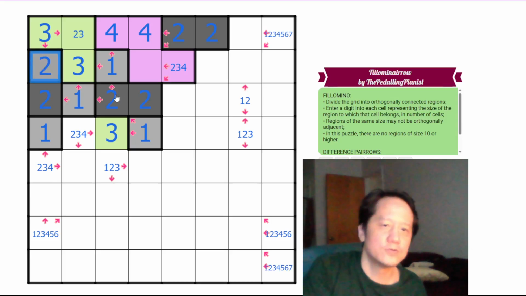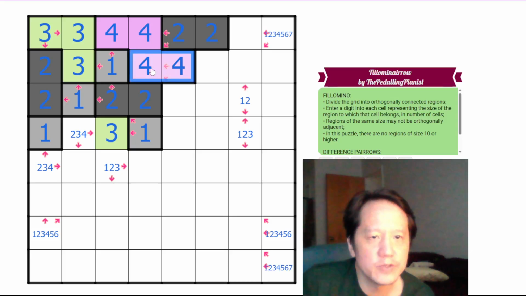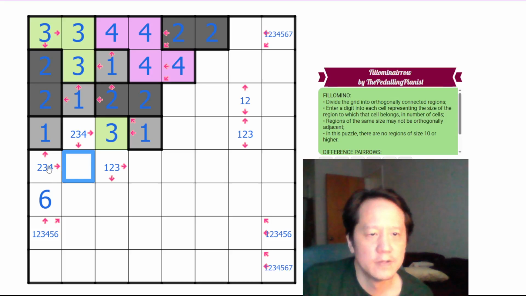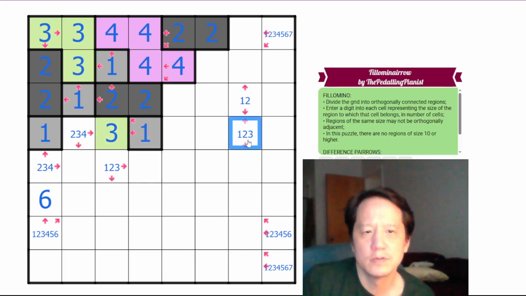So then this is 2, 2. This is 3. These are 4. So 4 away has to be 1, 2, 3, 4. That makes this a 6. Okay. 3 has to be one of these two. We're not sure which. 4 away. This could be 3. So this is done. This is done.